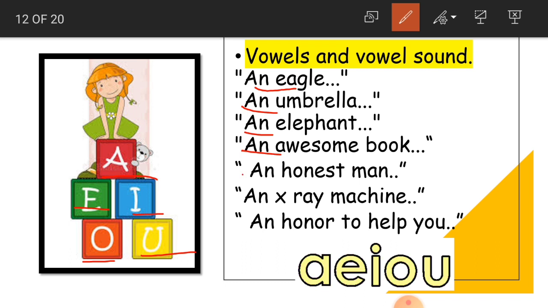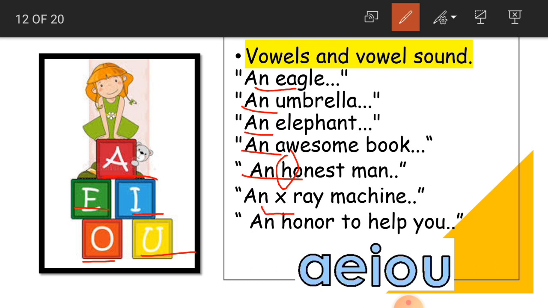Okay. An honest man. See here, you can see H. H is not a vowel. It is a consonant. But when you pronounce this word honest, H is silent. We are keeping H silent and pronouncing it as honest. What sound are you getting? O. So this sound is a vowel sound. Again we have to use an here. An honest man. He is an honest man.